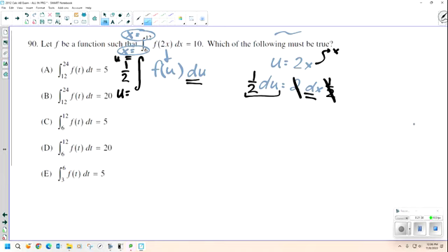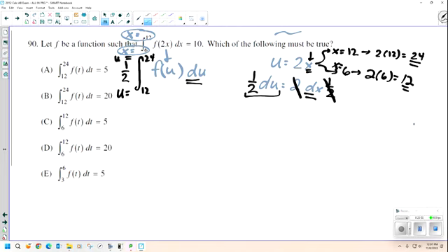So my upper bound had x being 12, which means if I put a 12 here, that's 2 times 12. My new upper bound in terms of u is 24. Okay? My lower bound was x equals 6. Let's put a 6 in for this x. It's 2 times 6. My new lower bound should be 12.